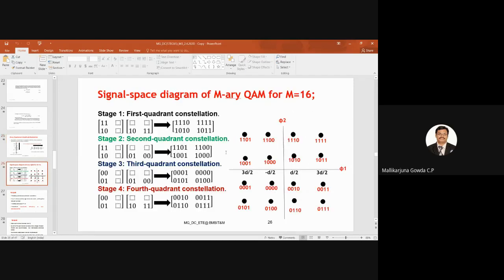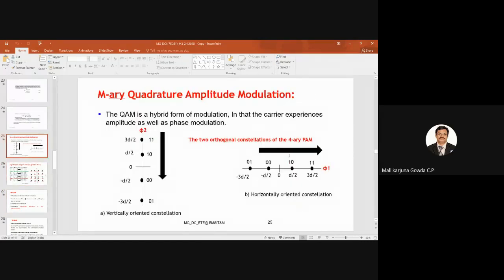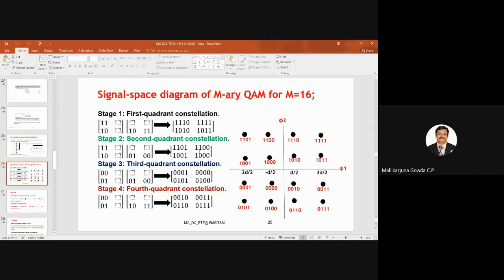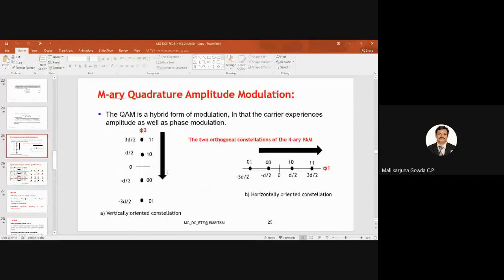Then the second quadrant, what do I get? 1110 is the same, then 0100. So 0100 is this one, the horizontal one. Keeping the vertical constellation 1110 only, I am multiplying with 01 and 00 to get the second quadrant message points. To get the third quadrant, we are shifting it downward. So 0001 is multiplied with 10 and 11.